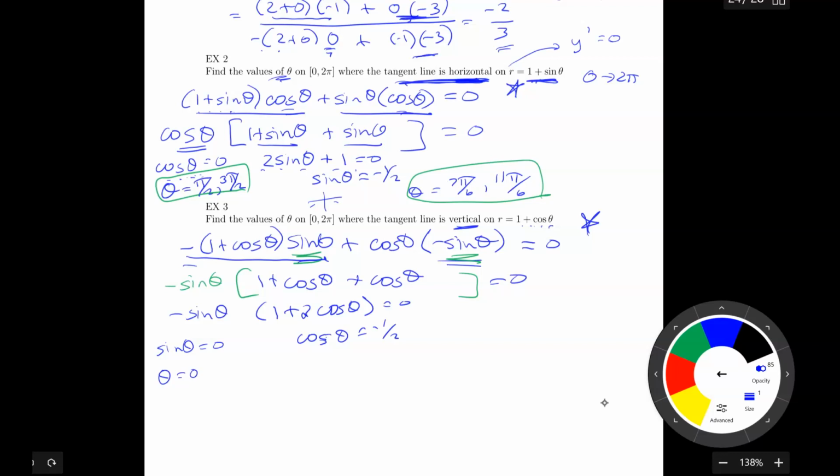So this is going to be at 0 and pi, and I guess I could put 2 pi. I don't really need to because it's the same as 0, correct? And when is cosine equal to negative 1/2? That's going to be 2 pi over 3 or 4 pi over 3. So those angles there.